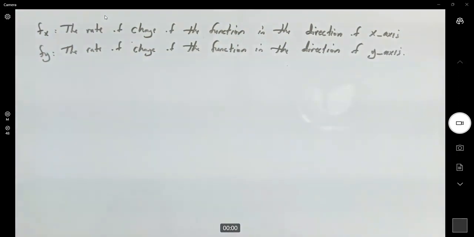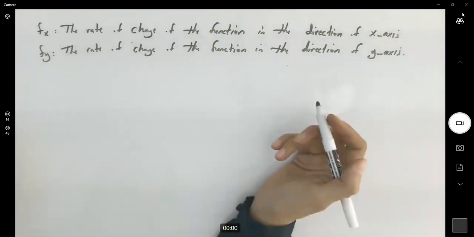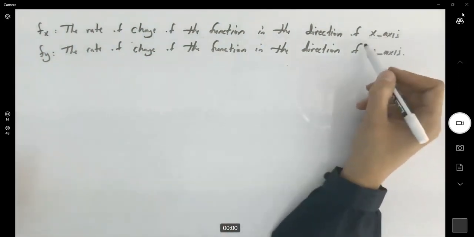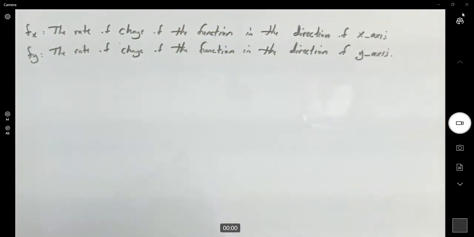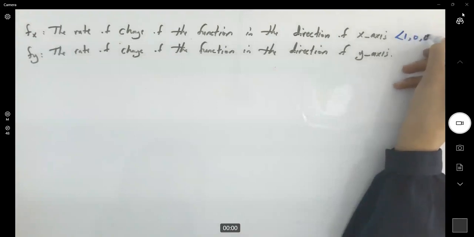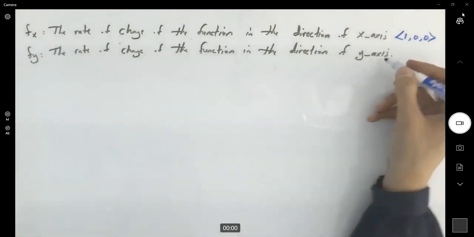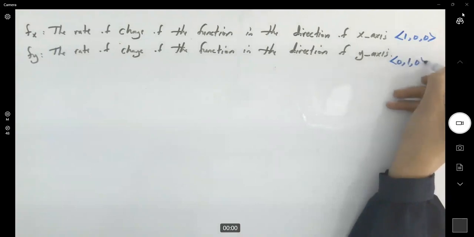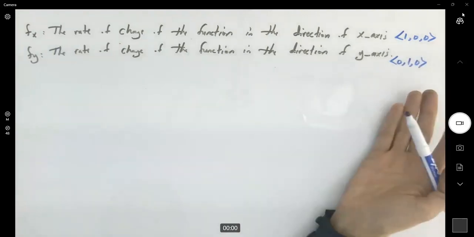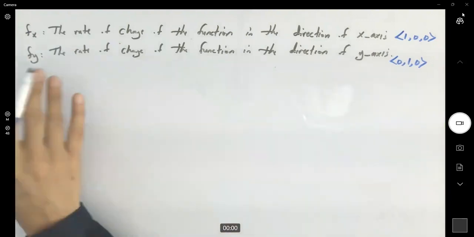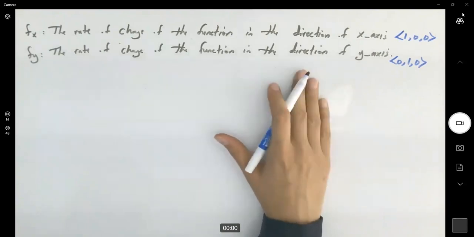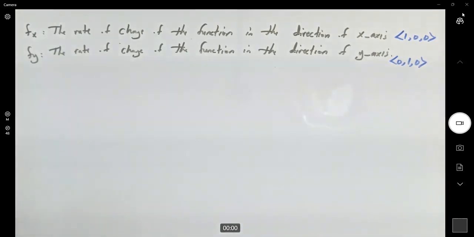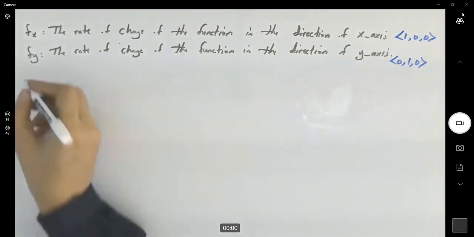Very good. So now I expect you to ask, what if we have a different vector? Remember that the unit vector representing x-axis is just 1, 0, 0. The unit vector representing y-axis was 0, 1, 0. How do I find the rate of change of the function in the direction of any other vector? That's where we define the directional derivative.